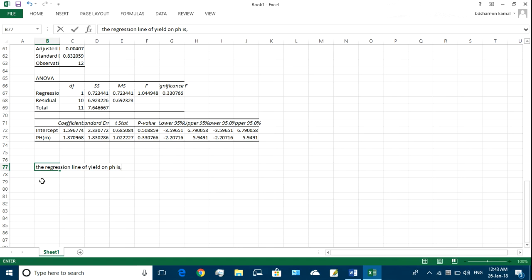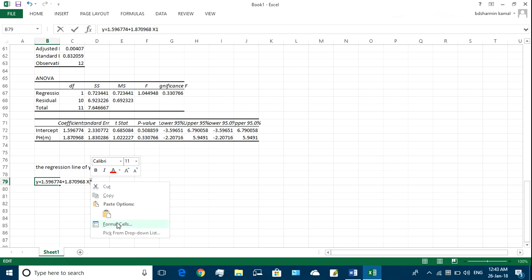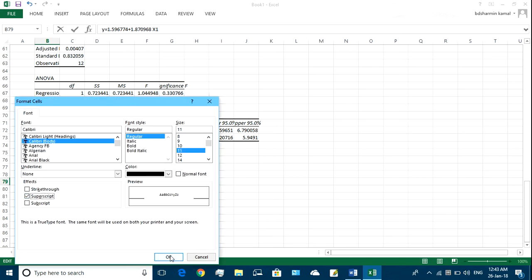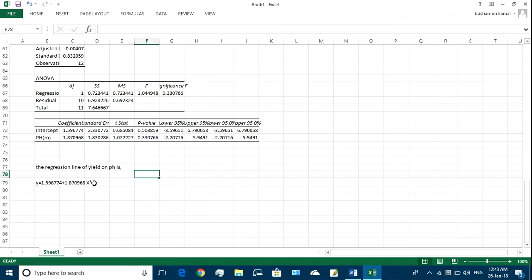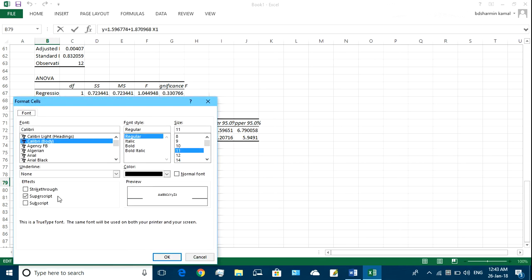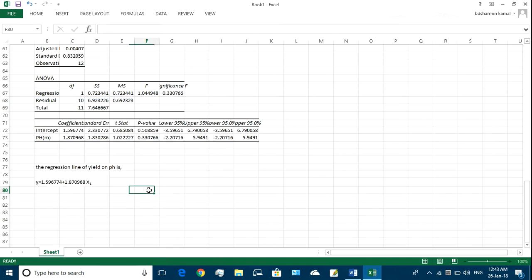That is the regression: y equals our intercept term 1.596774 plus 1.870968 into x1, where x1 is obviously plant height. Okay, it's done.